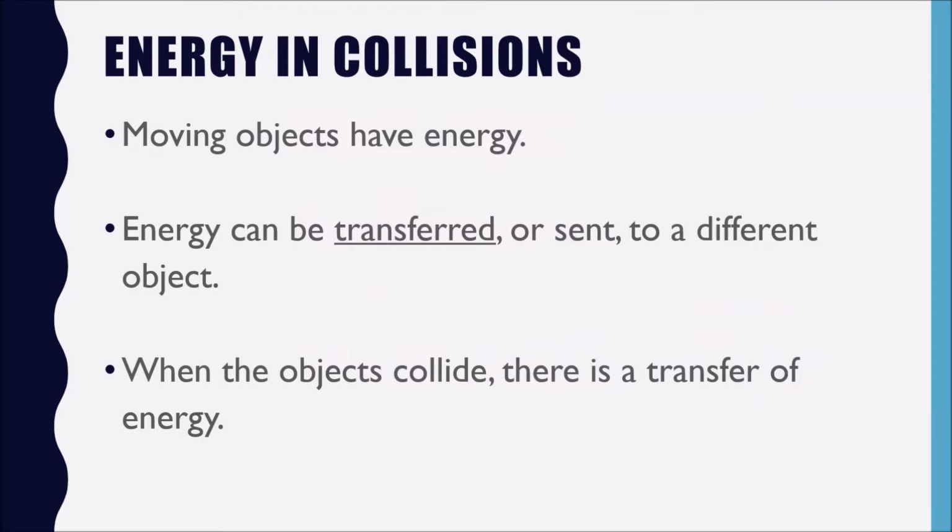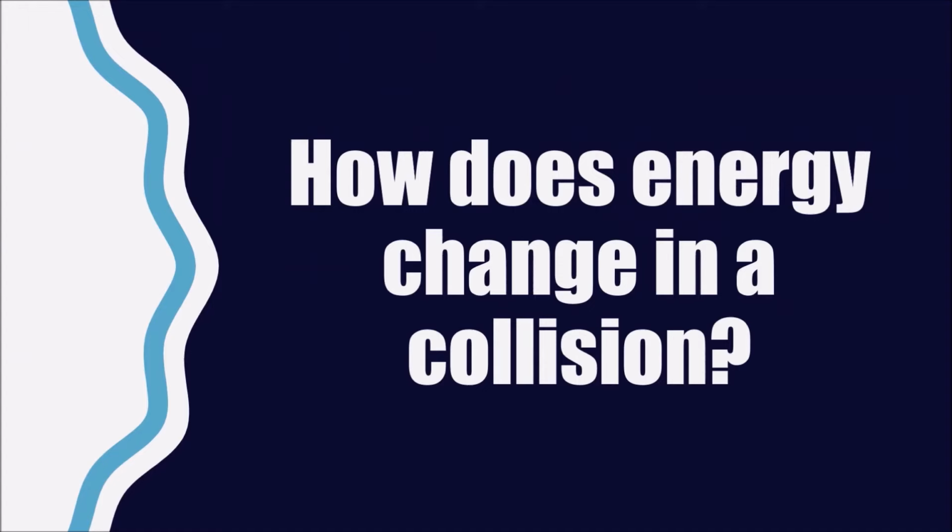We've learned before that moving objects have energy. Energy can be transferred or sent to a different object. When objects collide, there is a transfer of energy. This means that when objects hit one another, energy is sent from one place to another, or one object to another. Let's apply what we've learned about how energy changes when objects collide to real-life games and activities that you may have participated in.